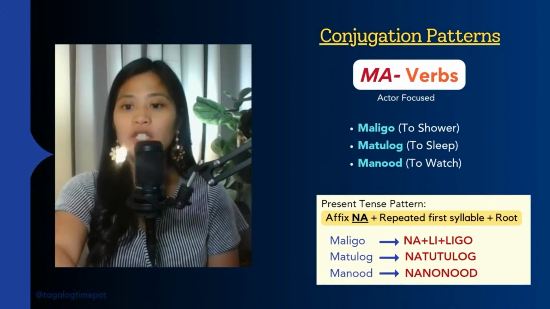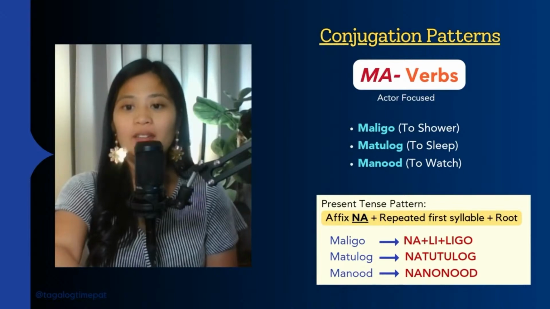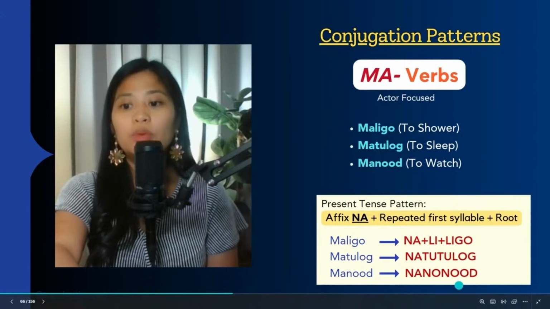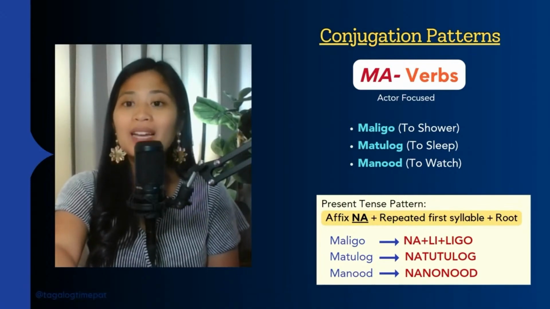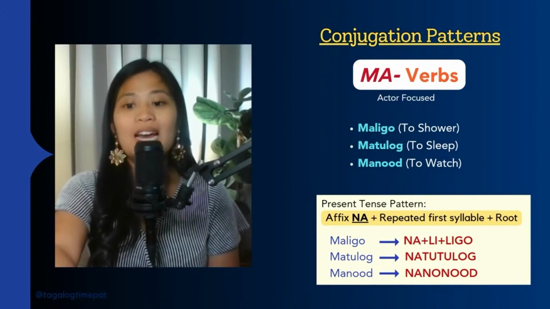Manood, to watch, will be nanonood. Nanonood sila. They are watching. Affix is na, then there's a repeated first syllable, and then the root. Nanonood. So mag and ma verbs have a very similar pattern. The only difference is that affix in the beginning.